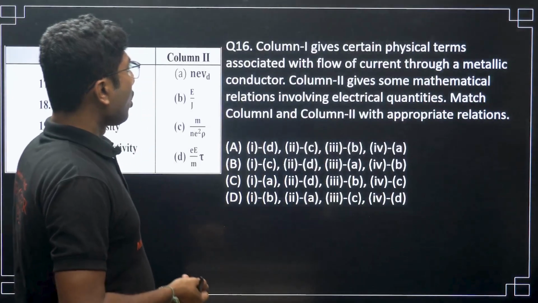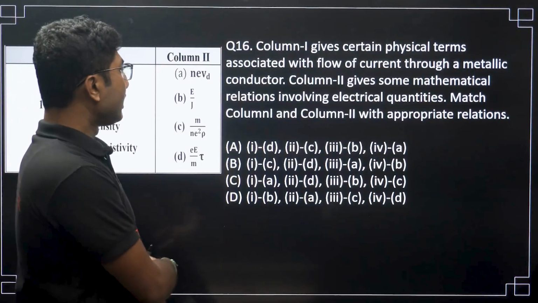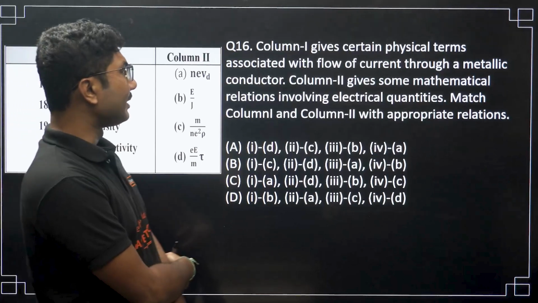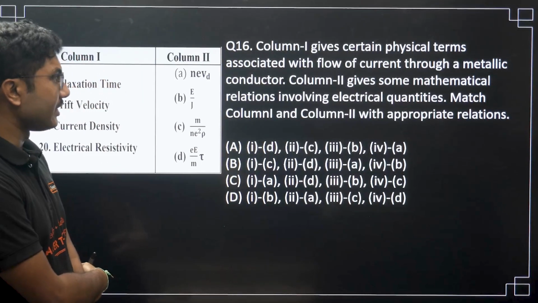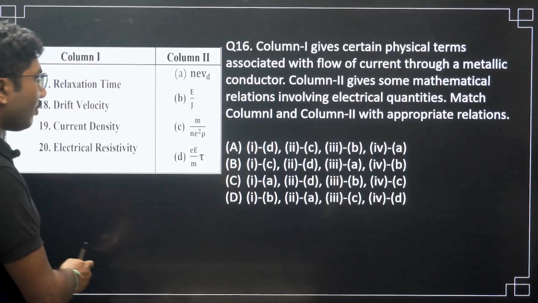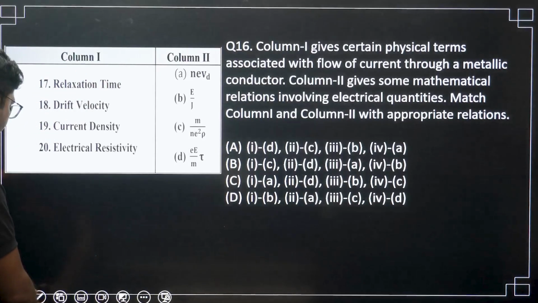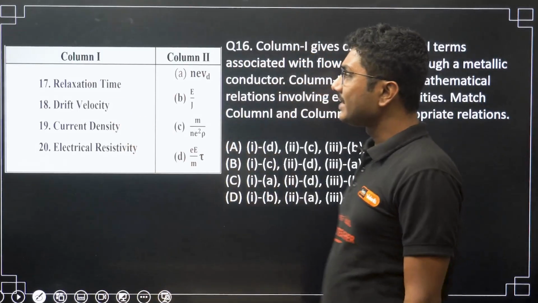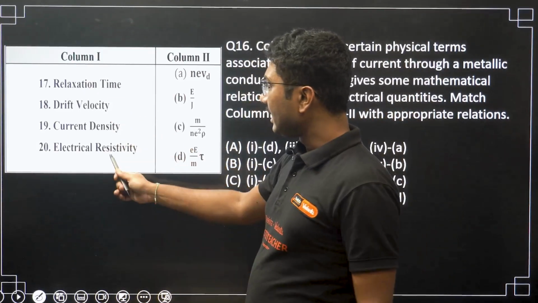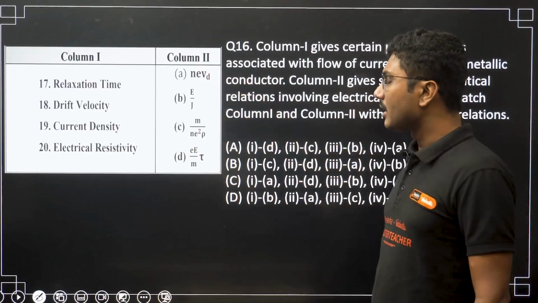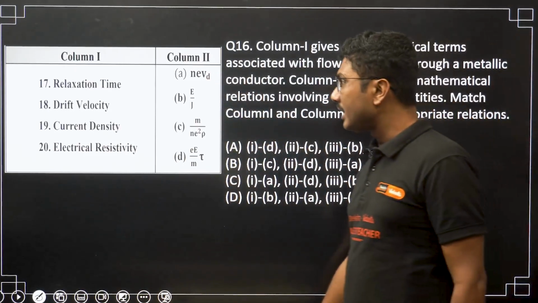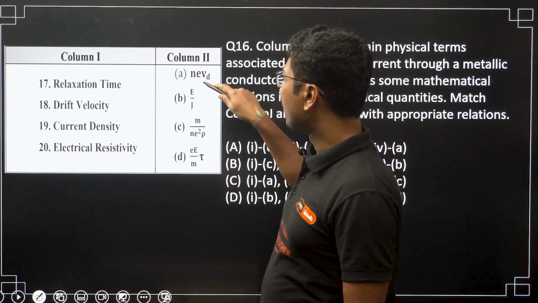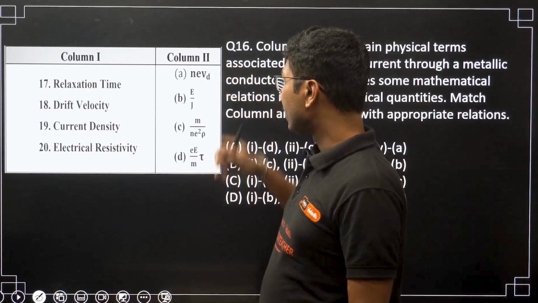Column 1 gives certain physical terms associated with the flow of current through a metallic conductor. Column 2 gives some mathematical relations involving the electrical quantities. Match column 1 and column 2 with the appropriate relation. Column 1 has relaxation time, drift velocity, current density, and electrical resistivity. Some of the relationships are not properly given over here, so you have to be careful. Drift velocity definitely cannot be any VD option because drift velocity itself is here.